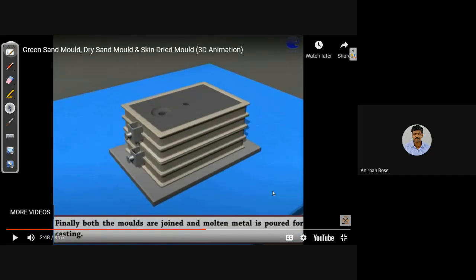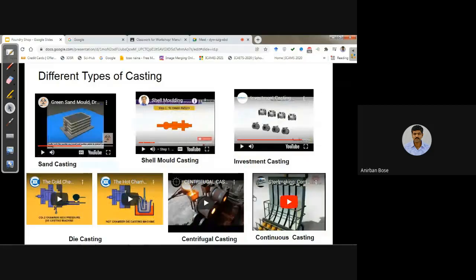So hopefully you have understood how, with the help of the pattern and the two molding flasks, cope and drag, we can create the cavity. And here, if you observe carefully, we have divided the pattern into two parts because of its shape. Then separately, two molding flasks are used to create the mold. And finally, we join them in this way. Then after pouring, when the liquid metal solidifies, this mold material, that means this sand mold, is broken and the cast product is taken out. So this is all about sand casting.